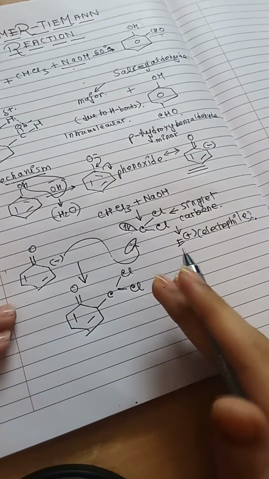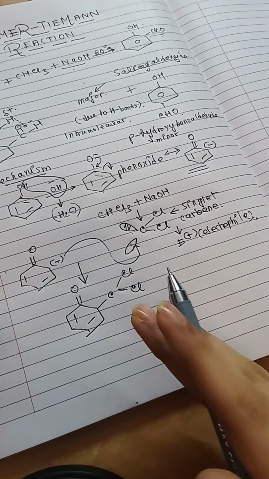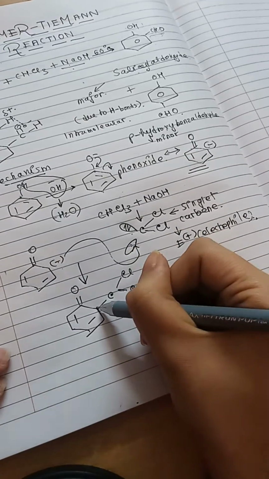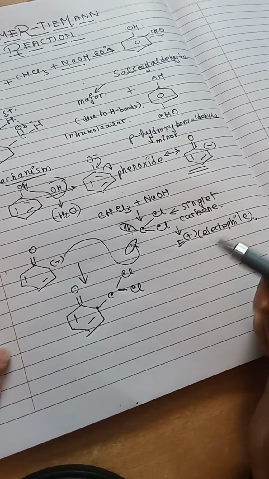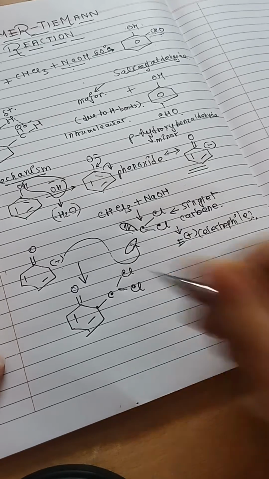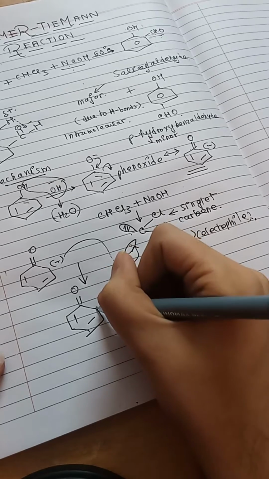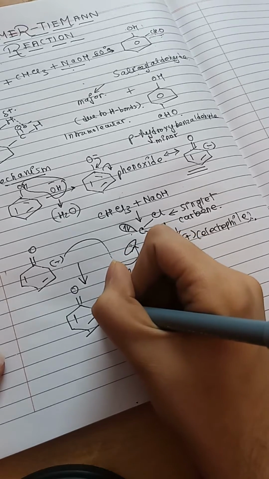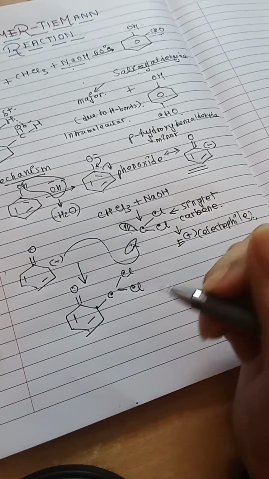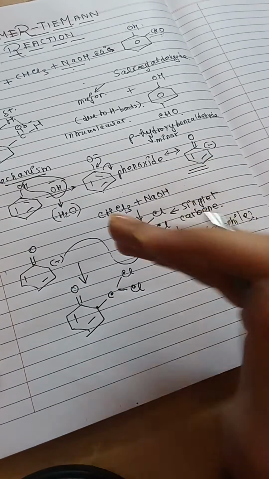Now this compound, this is not aromatic, right? This is not aromatic because it is not obeying Huckel's rule of aromaticity. This carbon here is sp3 hybridized, whereas Huckel's rule of aromaticity states that all the carbons should be sp2 hybridized. So this carbon is sp3 hybridized, that is why it has lost its aromaticity. Now we all know that aromaticity is one of the highest degrees of stability that can be offered by a compound. So it will try to regain its aromaticity after this reaction.